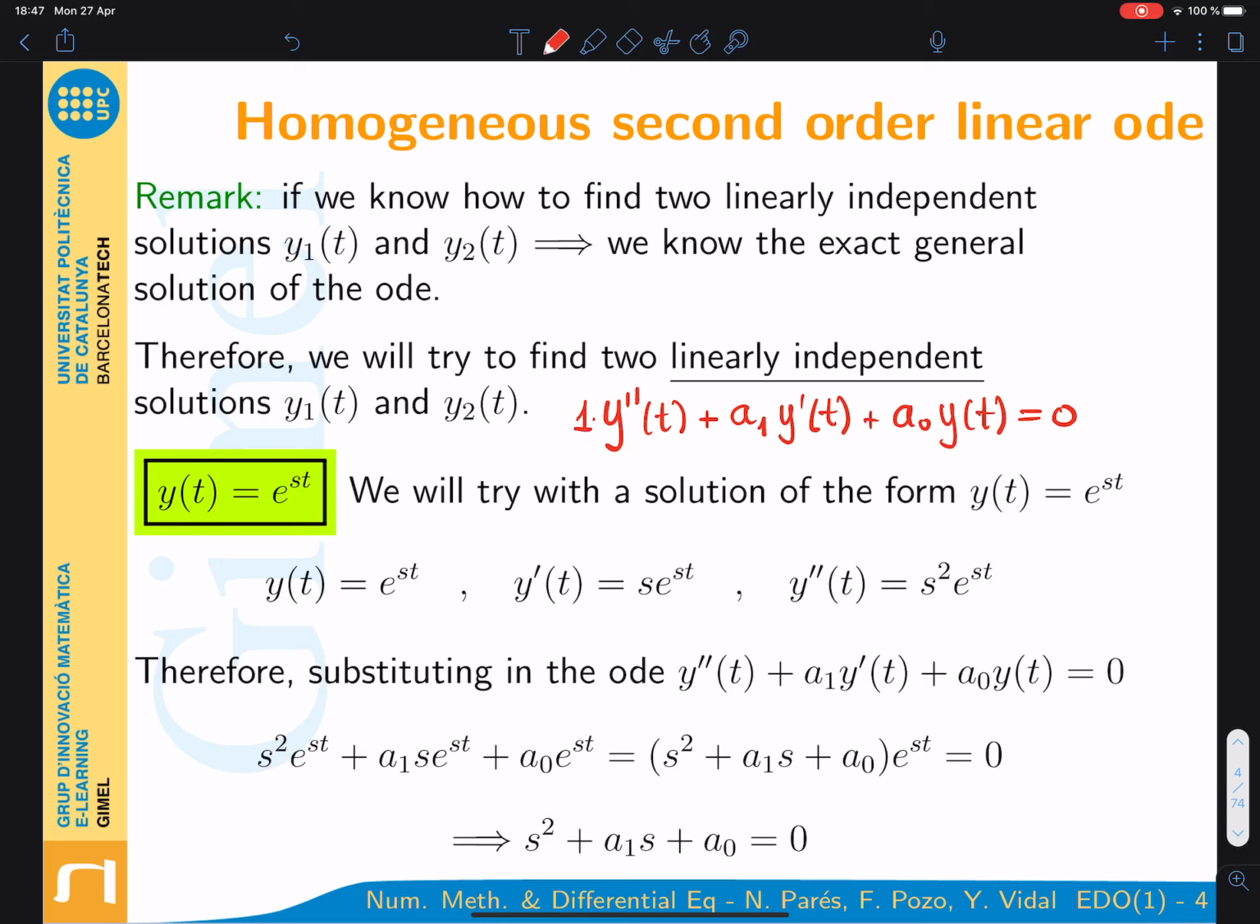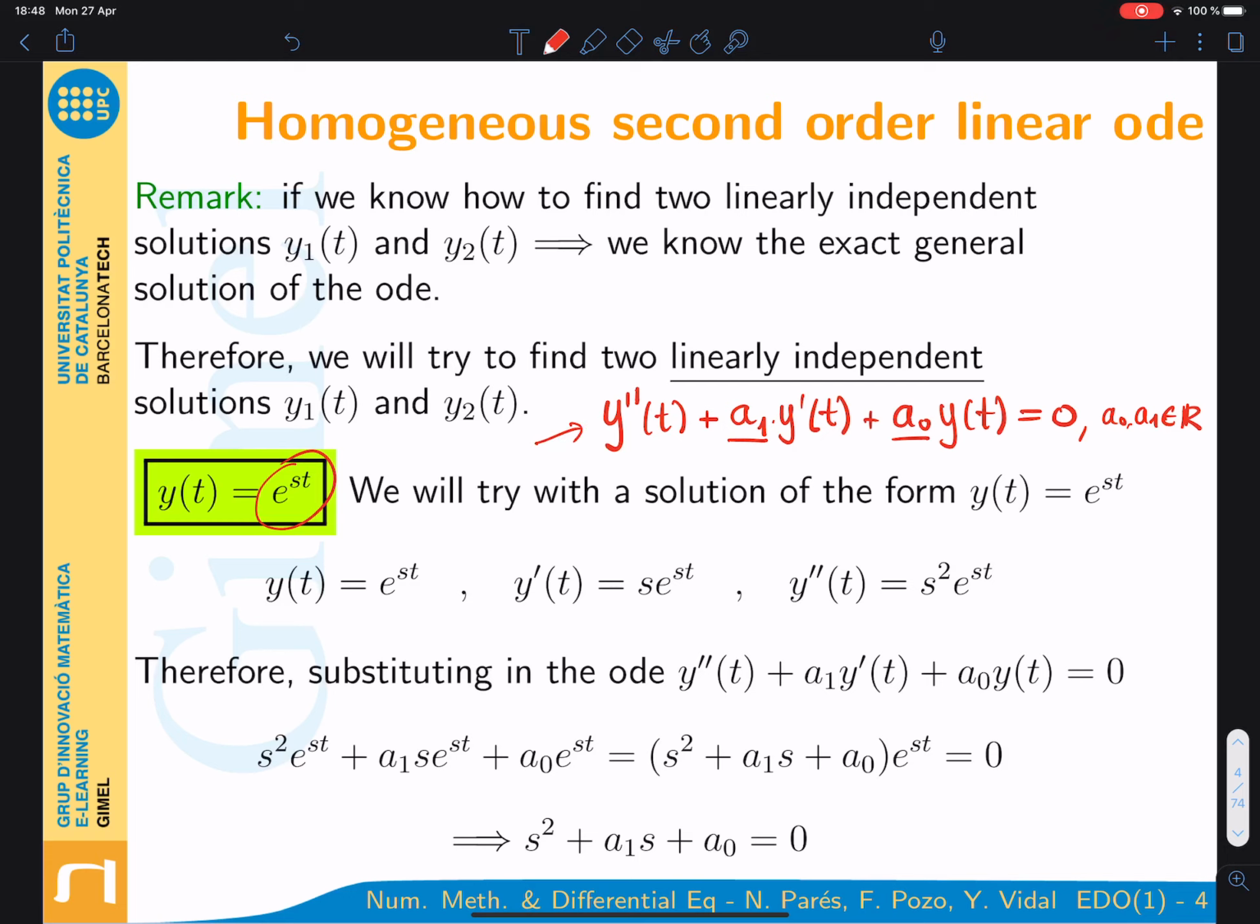As you can see, I have a 1 here because I can always divide the whole equation if I have another value different from 1 here. I can just divide all the equation by that number. So I can just always rewrite it in this way. So the coefficient that multiplies y prime prime is a 1. Then it's very important that a0 and a1 are just real numbers. Okay, now we propose to check if this could be a particular solution of this very specific type of ODE.